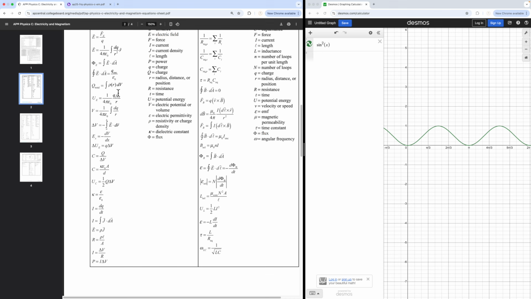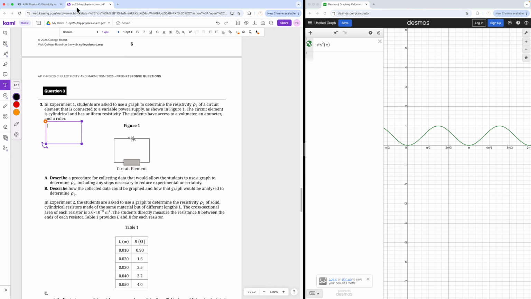If we look at our equation sheet, we can find resistivity over here. Here we go. R equals rho L over A, and A means the cross-sectional area. So, how are we going to do this now? We have to first find our resistance, because we have the length and the cross-sectional area, since we have a ruler, but we don't have the resistance. That's the missing part of this.